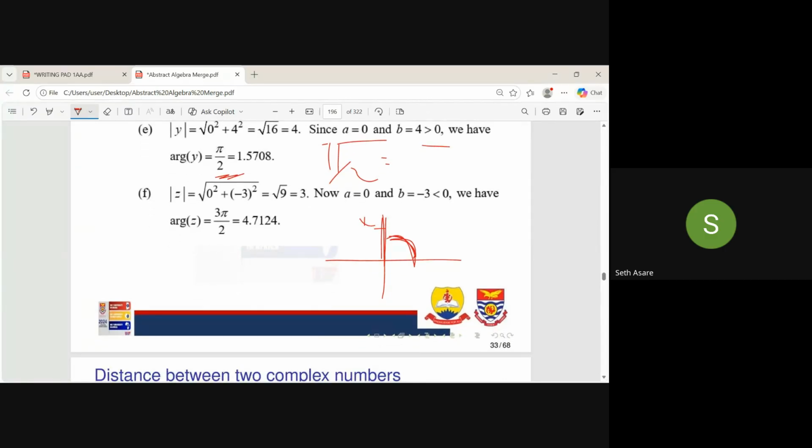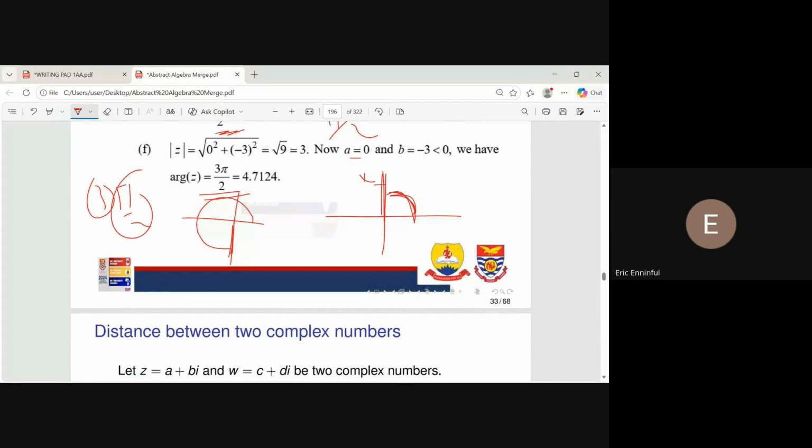Now, if I have X to be 0 and Y to be minus 3, it's this line. Now, moving from here up to here, 90 plus 90 plus 90. So look at that. 270 is 3 pi on 2. That is 90 multiplied by 3. And that is it. Are we okay?